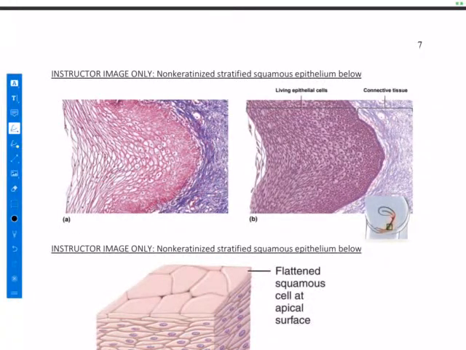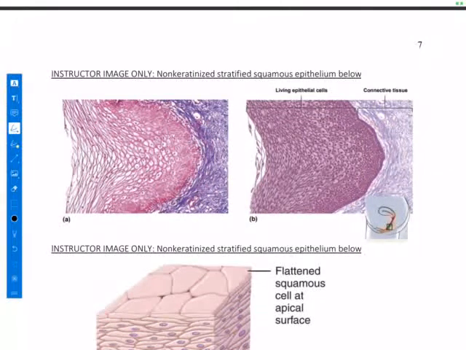Stratified epithelium is the most widespread epithelium in the body. The deepest layers undergo continuous mitosis, which is basically cell division. Their daughter cells push toward the apical surface and become flatter as they migrate upward. And then finally, if it's in the epidermis of the skin, they're going to die and flake off. And that's called exfoliation.